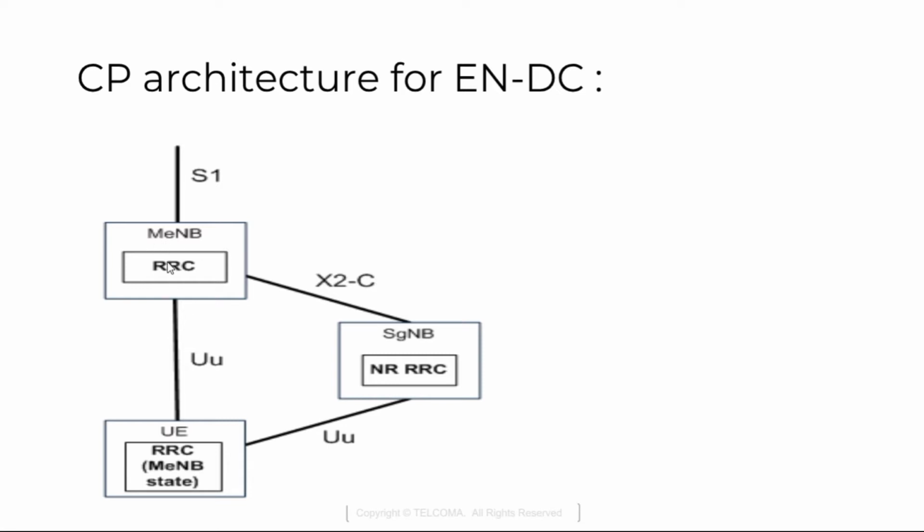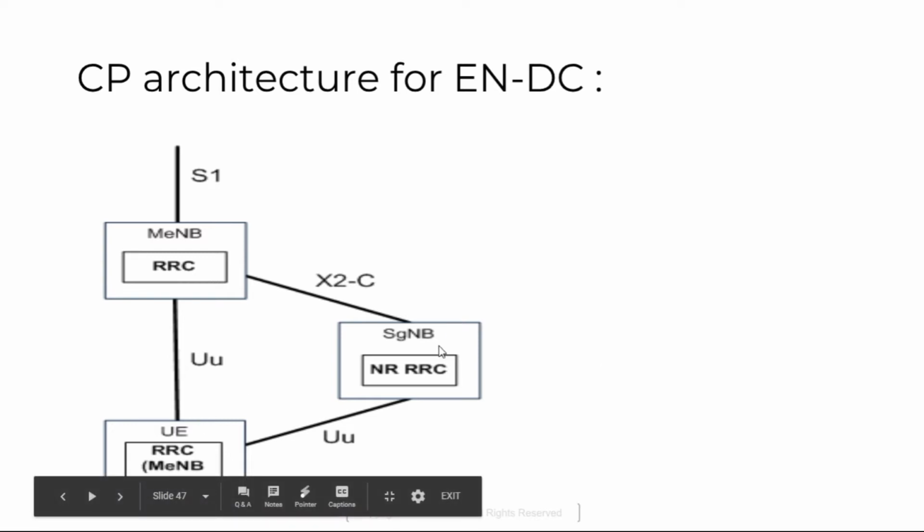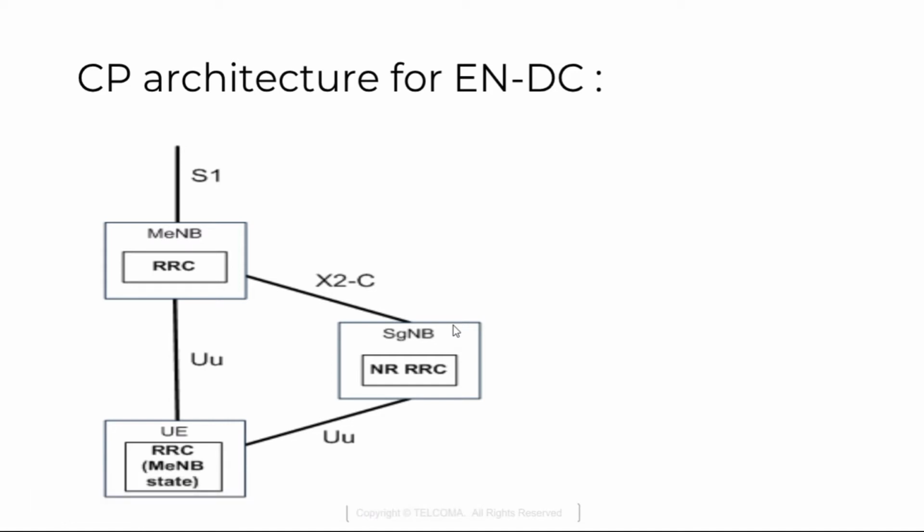Here we have eNB RRC, UE RRC, and this is New Radio RRC, the secondary gNB. This is the Uu interface, and here we have the X2C interface between these two. As we are discussing EUTRA New Radio Dual Connectivity, this is EUTRA, then we have New Radio Dual Connectivity supported by the X2C interface.